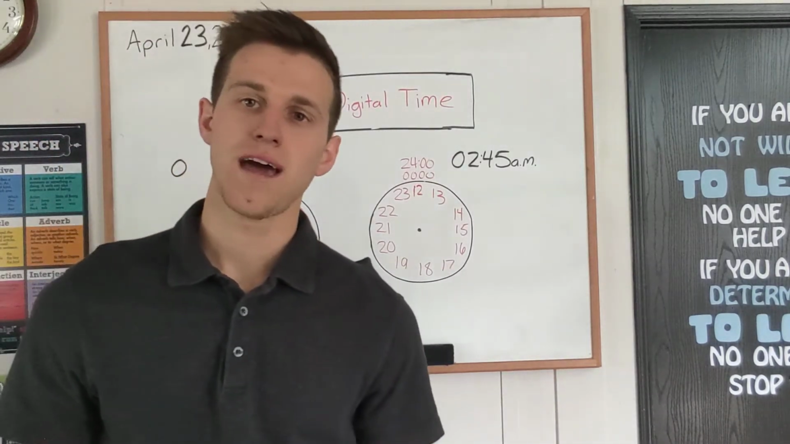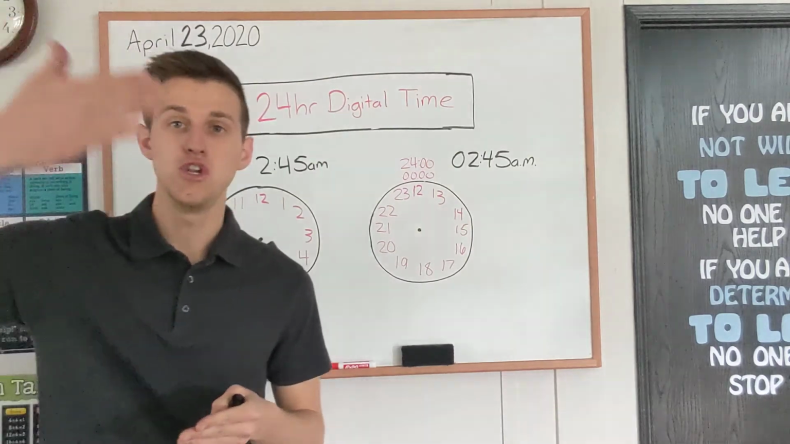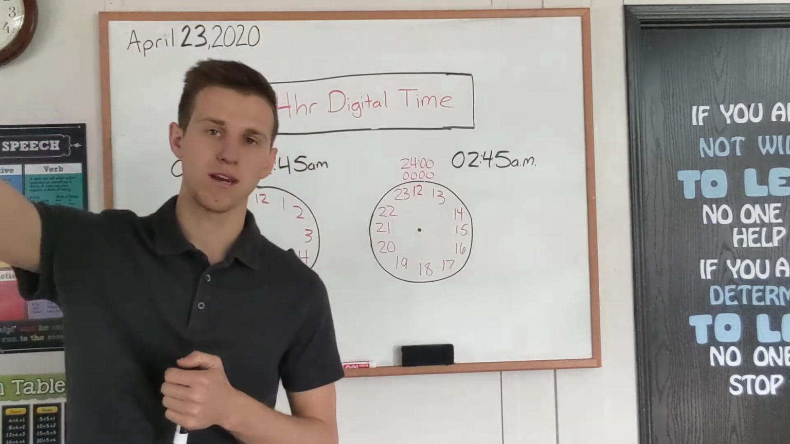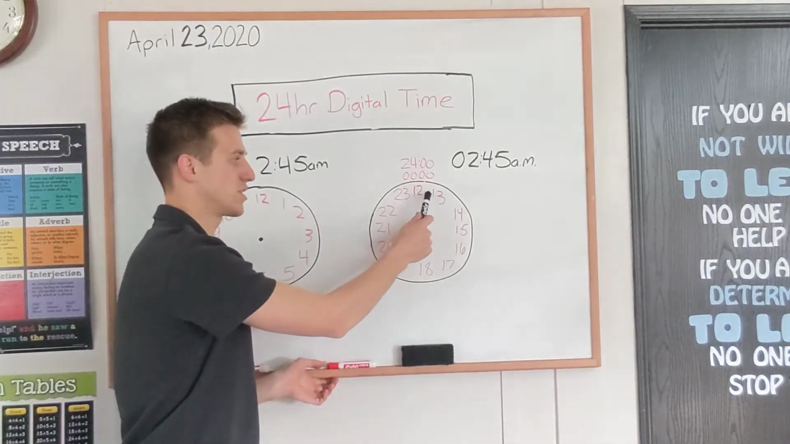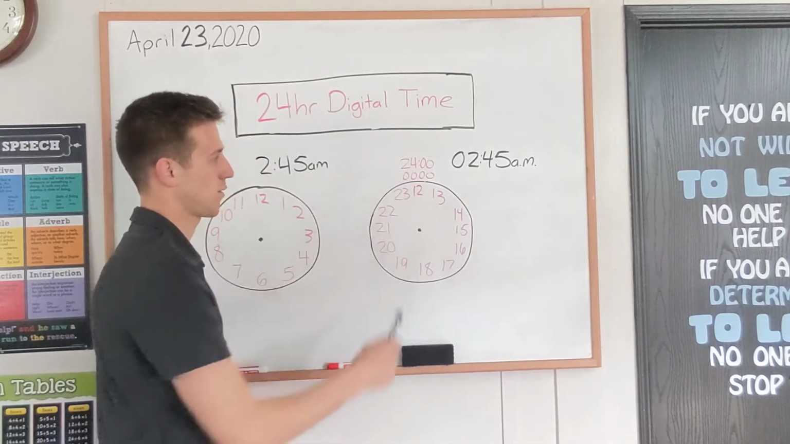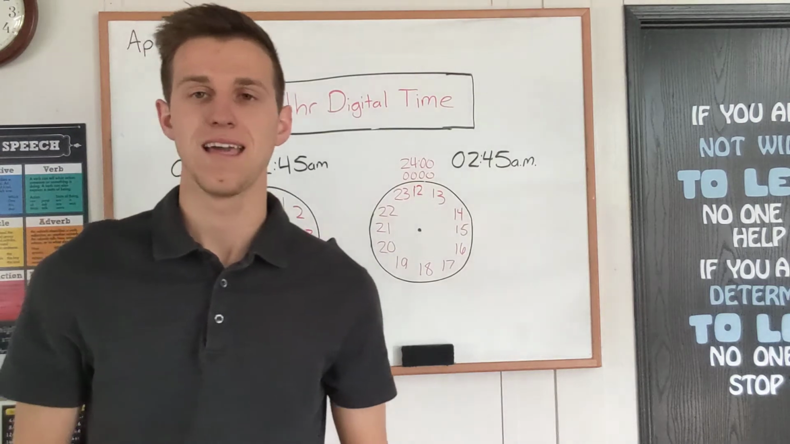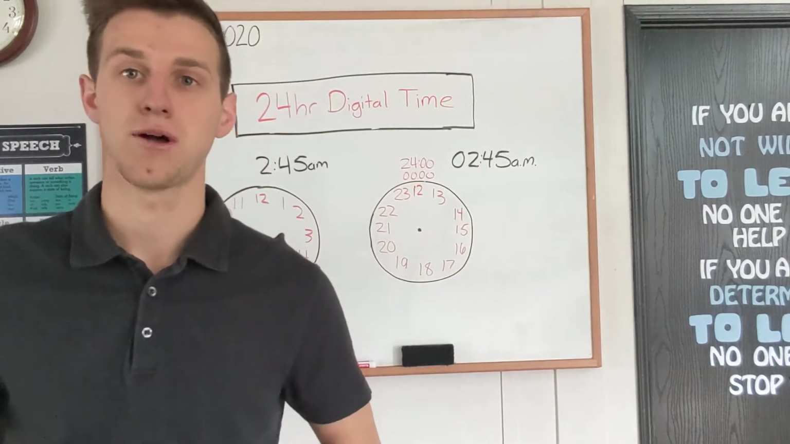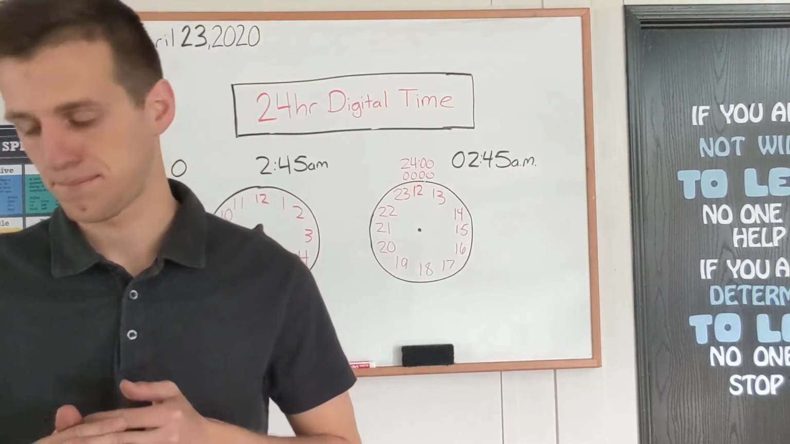You can also just remember that once we get to noon, we just keep on counting. We go noon, and then it's 12, 13, 14, 15, 16, 17, 18, 19, all the way up to our 24-hour time period, okay? That's what it means when it's talking about 24-hour digital time.